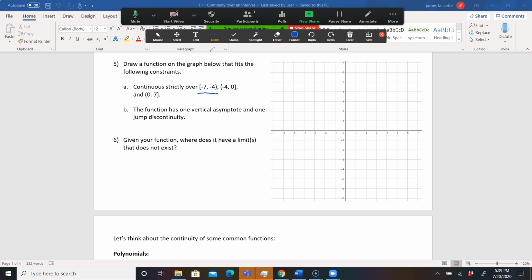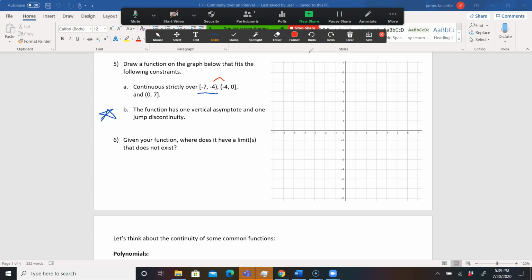Before we just jump ahead and draw this interval, we kind of should come up with a plan regarding our vertical asymptote. That was a very poor star. Our vertical asymptote and our jump discontinuity. And do we want to put the vertical asymptote between the first two intervals, or do we want to put it between the second and the third interval? And if we have a vertical asymptote, the function is not going to be defined at that x value, right?